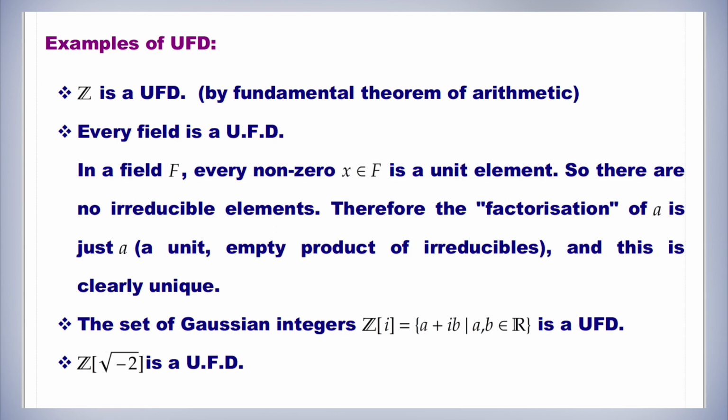The set of Gaussian integers Z[i], equal to the set of all a plus ib such that a, b belong to Z, is a unique factorization domain. Finally, Z[root -2] is also a unique factorization domain. Next, we shall see some more definitions.